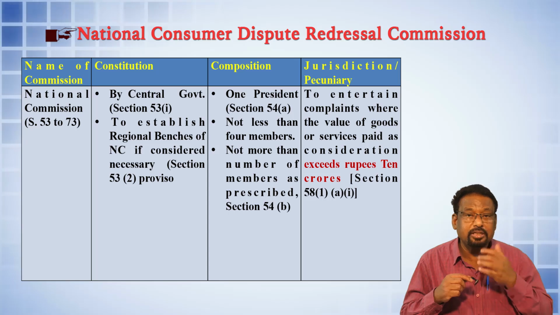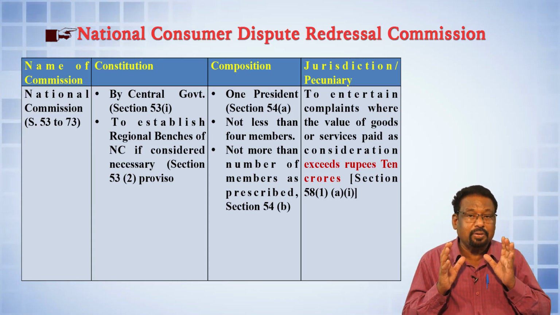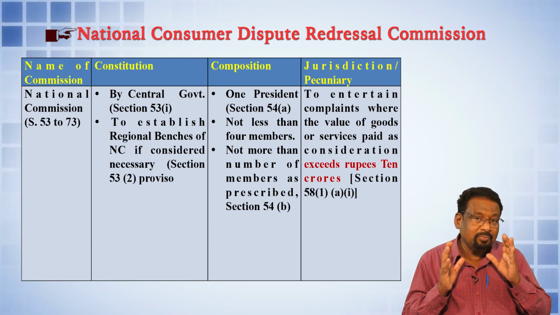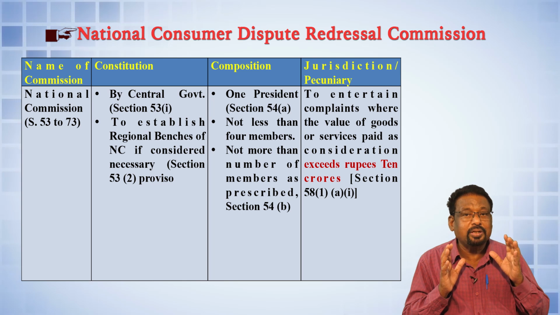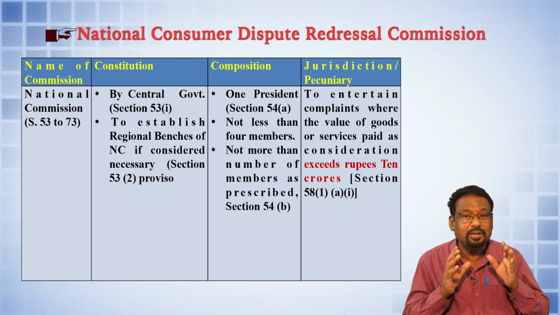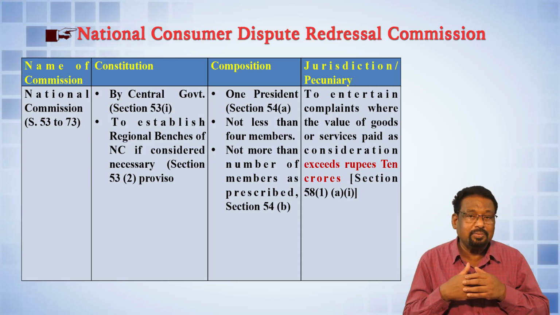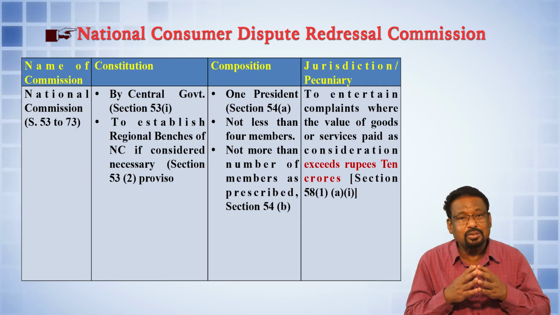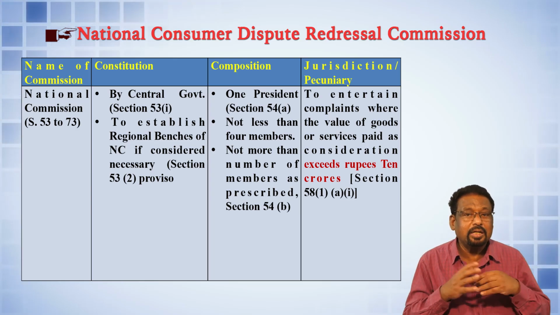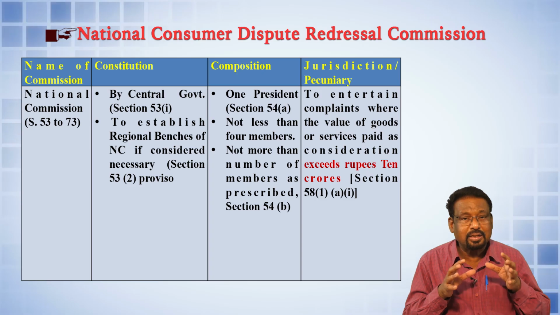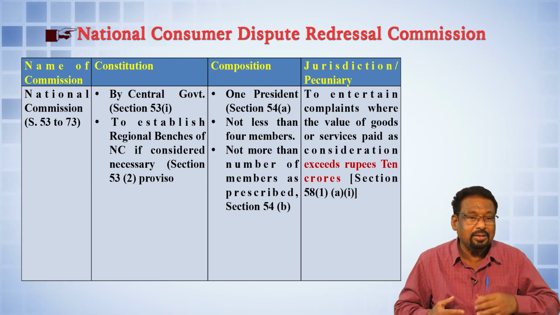And the National Consumer Dispute Redressal Commission: again at the national level, the central government is vested with the power to establish the National Consumer Dispute Commission. In addition to this, the central government is also vested with the power to establish regional branches of the National Commission, like we have the benches of the High Courts and Supreme Court. Analogous to that, the National Commission has its own regional benches at different places depending on the need and requirement, but the central government is vested with the power to appoint the National Commission as well as the benches of this commission.